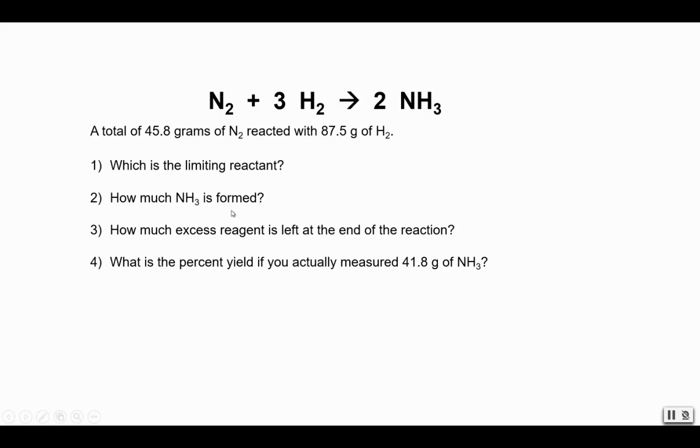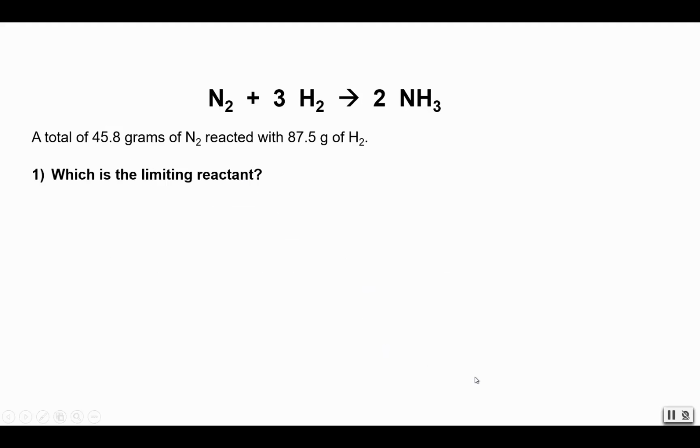Remember, I could ask any of these questions separately. I don't have to ask these four in a row. I could have immediately just asked, what is the percent yield if you actually measured 41.8 grams of ammonia? Some of these calculations that would have been done in problems 1 and 2 would have still had to be done in order to answer question 4. Okay, so though, I'm asking all 4 questions.